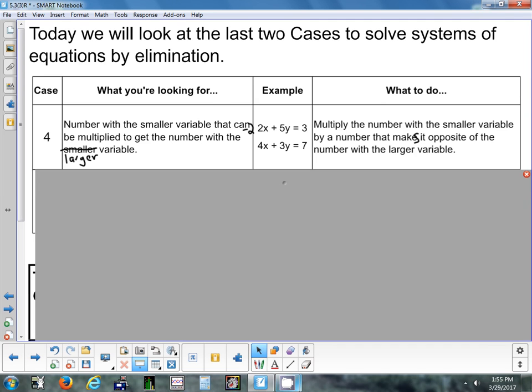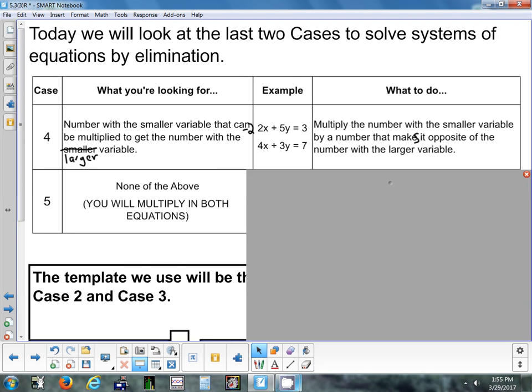Case 5, the last case. All right? So at this point, you're looking at the equation, and it fits the criteria for none of the above. There's no case 1. There's no same letter, same number, different sign, all set up for you, ready to go. There's no same single variable in either of them. There's no single variable in one. There's no number with a smaller variable that can be multiplied to get the larger variable.